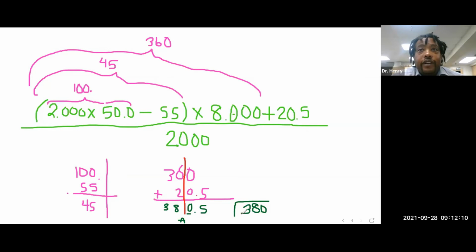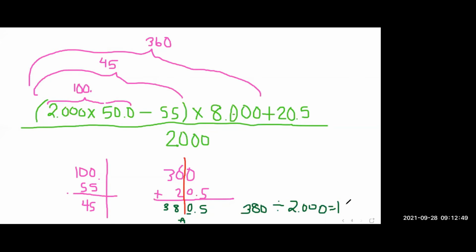Okay, so we have 380 divided by 2.000. So how many sig figs should I end up with? Two, that's right. We should end up with 2 sig figs. So then my answer is going to be 190.